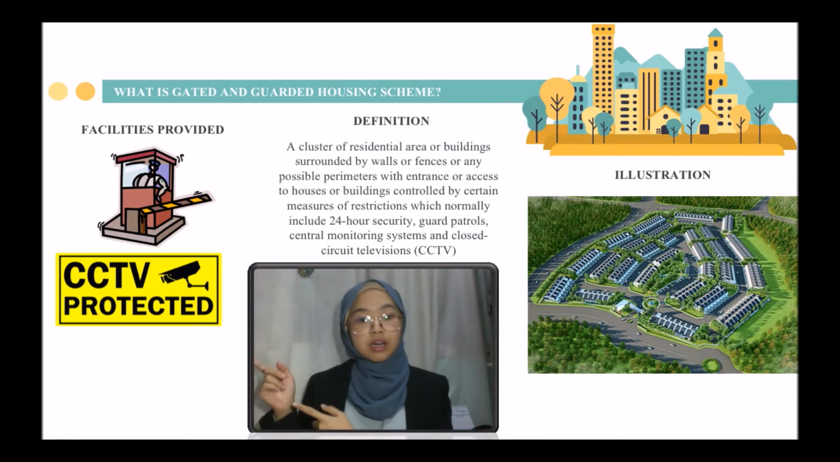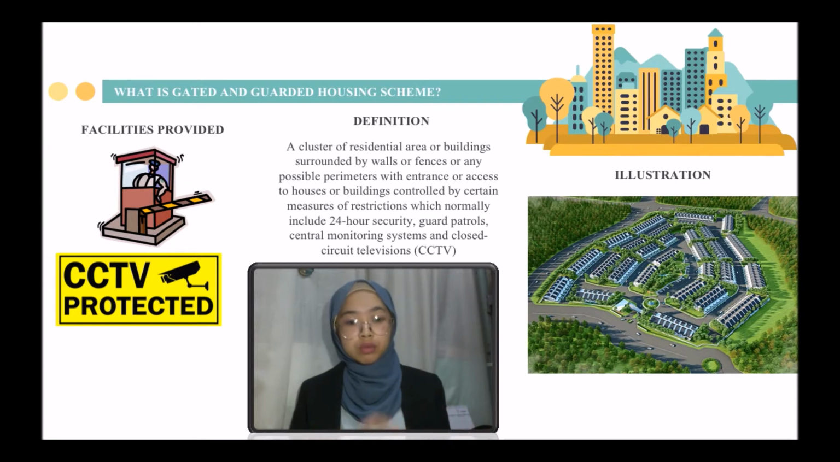These are the most common facilities that will be provided in a gated and guarded housing scheme. Number one is the guard post, which is normally located at the entrance and exit of the housing scheme. The purpose of having a guard post or guard is to control the number of residents entering the housing scheme. It is also to ensure that only residents, and those who are permitted, can enter the housing scheme.